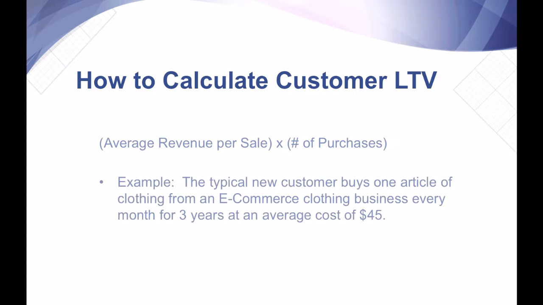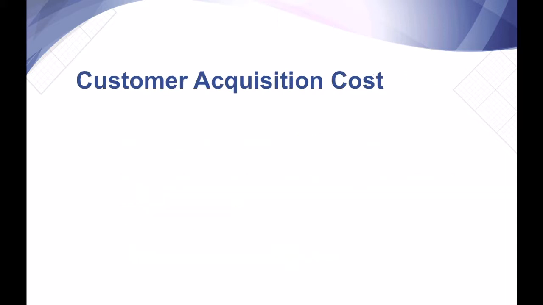A typical new customer buys one article of clothing from an e-commerce clothing business every month for 3 years at an average cost of $45 per article of clothing purchased. So you have $45 per purchase times the number of purchases, which is 36 months, the number of months in 3 years. So the average lifetime value of a new customer is $1,620. So it's a little different way of looking at this, and this works. This can be game changing for business owners when they start to see this.